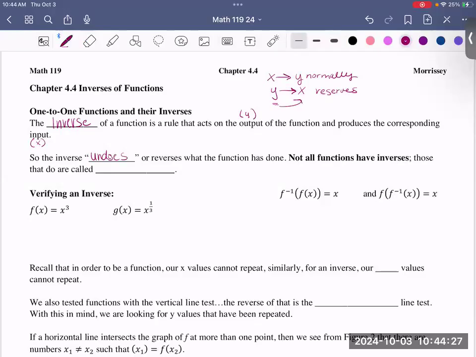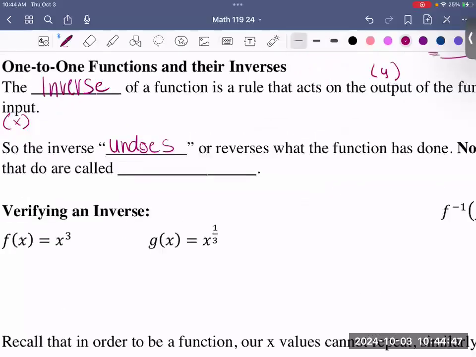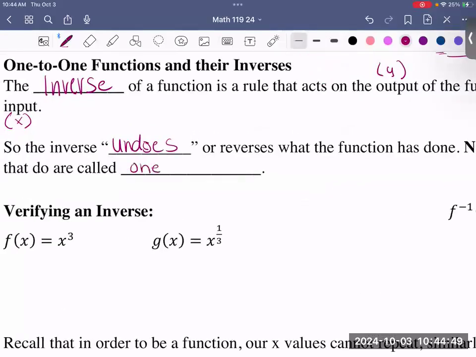Not all functions have inverses though, right? We were talking about how to figure out if a graph or an equation is a function. Not everything is going to be considered a function. Same idea here. Not all functions are going to have an inverse, but those that do have an inverse are considered one-to-one functions.